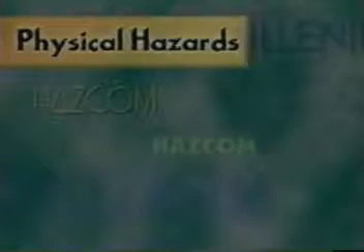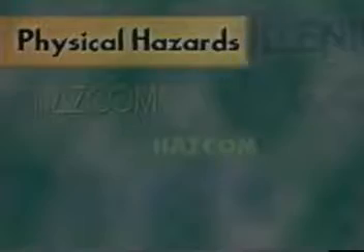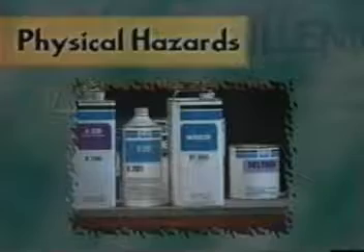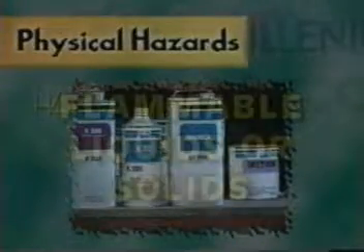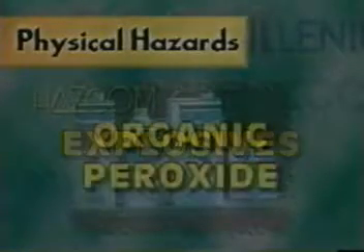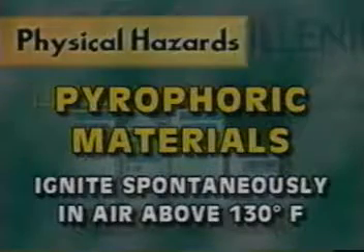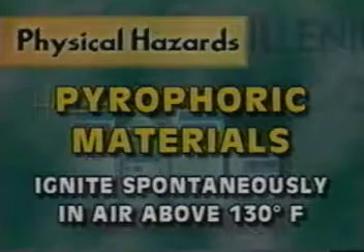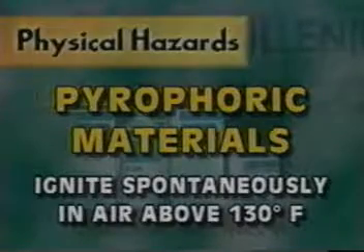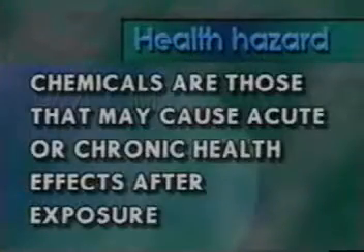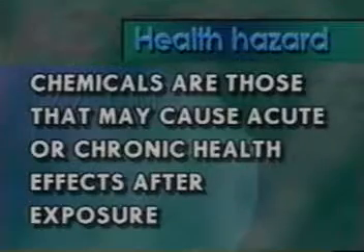Certain chemicals, due to their physical properties, exhibit physical hazards, including flammability, reactivity, and other properties. Physical hazard chemicals fall in the following classes: flammable liquids or solids, combustible liquids, explosives, organic peroxide, oxidizers, pyrophoric materials. These are materials that may ignite spontaneously in air at temperatures above 130 degrees Fahrenheit. Unstable materials, water-reactive materials.